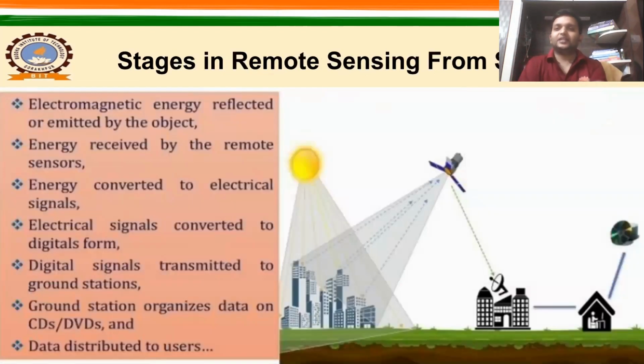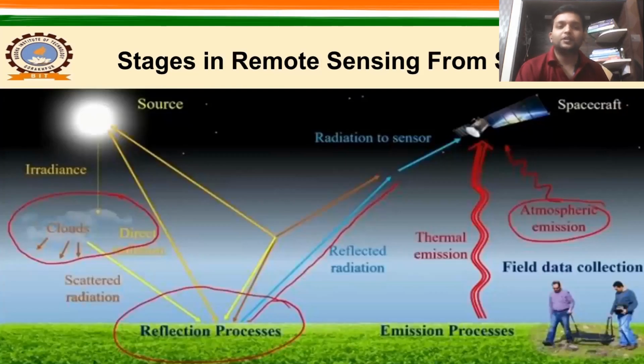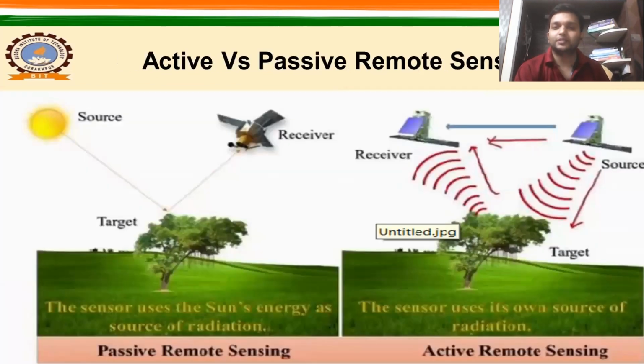Then we have divided the stages in remote sensing from space. First, we need electromagnetic energy, which is reflected or emitted by the object. Then the energy is received by the remote sensor and converted to electrical signals. In this way, we have also covered the stages in remote sensing from space.